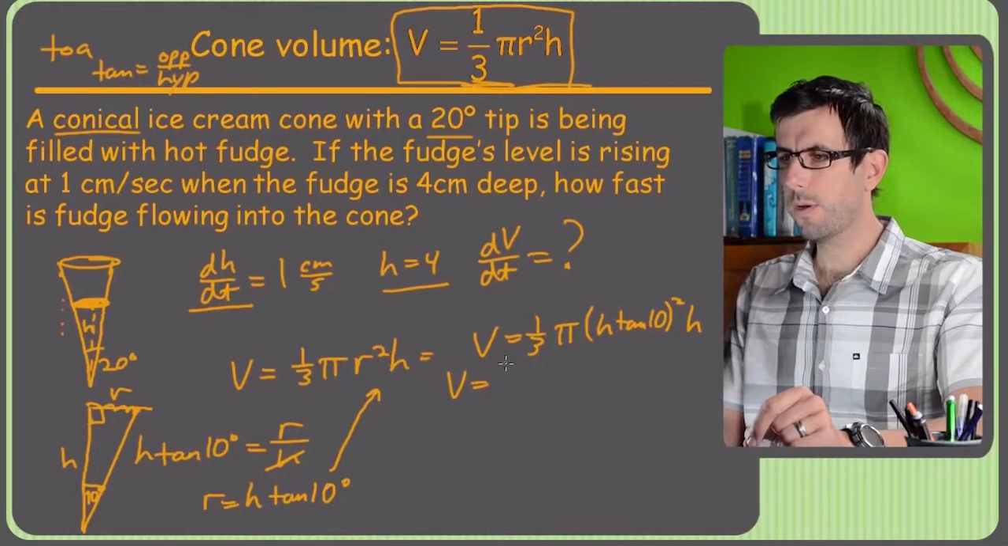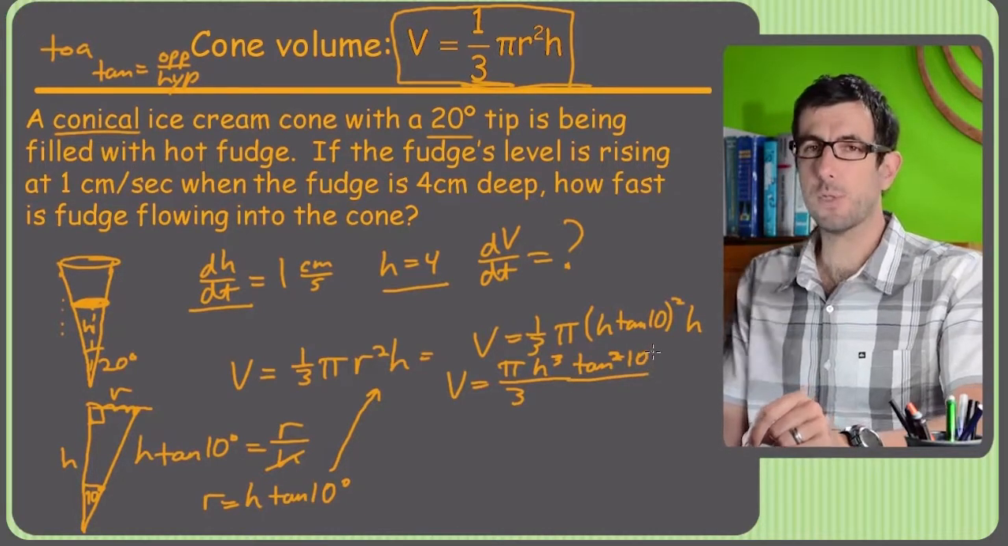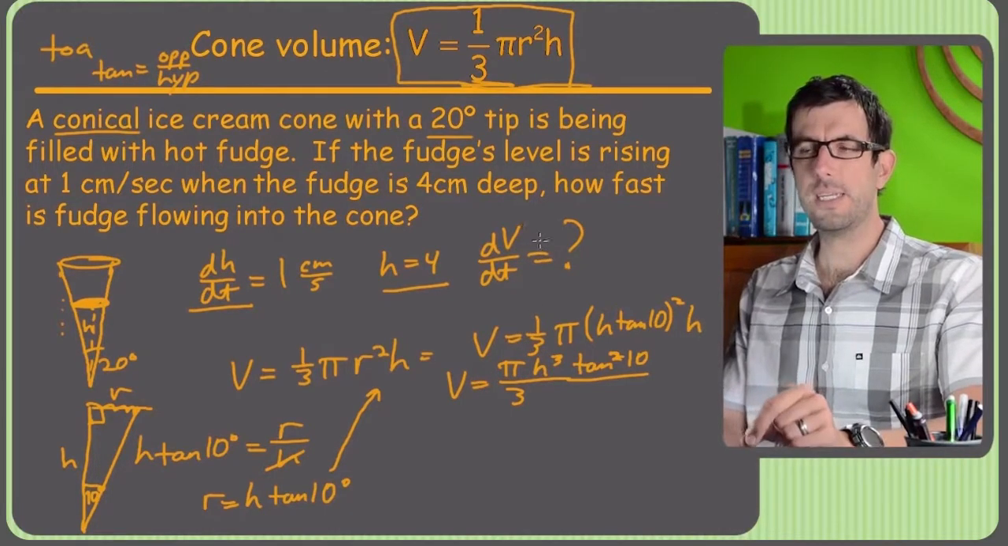So at this point we got 1/3, so we got pi, got kind of a big fraction, a pi upstairs, a 3 downstairs, total of h cubed, and we've got a tan squared of 10, which we'll just have to type into a calculator, obviously, since we don't know that one. And then they've asked for dV dt.